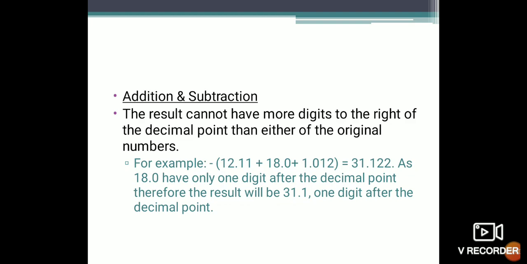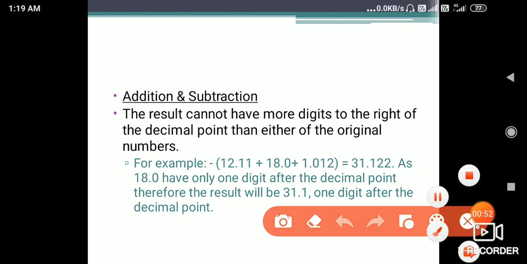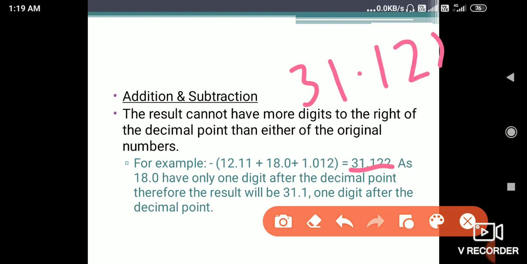There is nothing complex in that. Like you have all studied simple maths in your lower classes, it is just like that. Only there is a slight change. We will get to that. So, like simple, it is 12.11 plus 18.0 plus 1.012. If you simply add, the answer will come 31.122. In maths, this is the answer. But when you have to mention it in significant figures after the addition, how will it be mentioned?